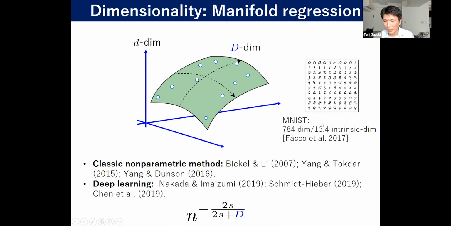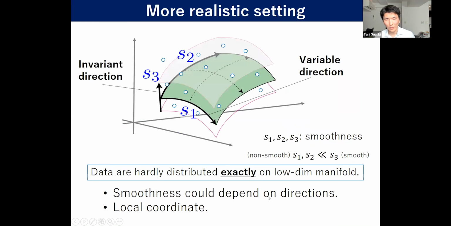So this is pretty good. Compared with 784, 13 or 14 is much smaller. So this is a reasonable number. So it can come in here. Therefore, this kind of theory can explain why deep learning can work well in the high dimensional setting. This is called manifold regression.